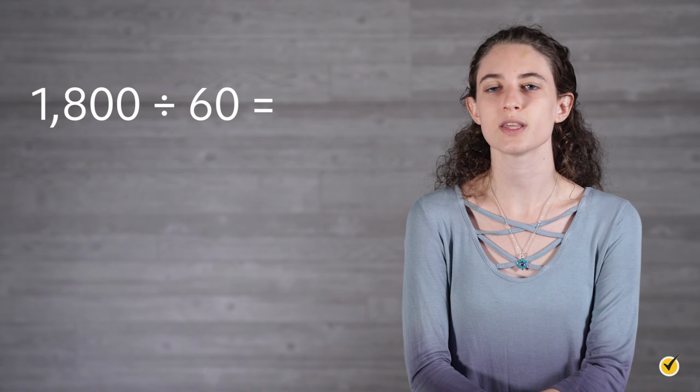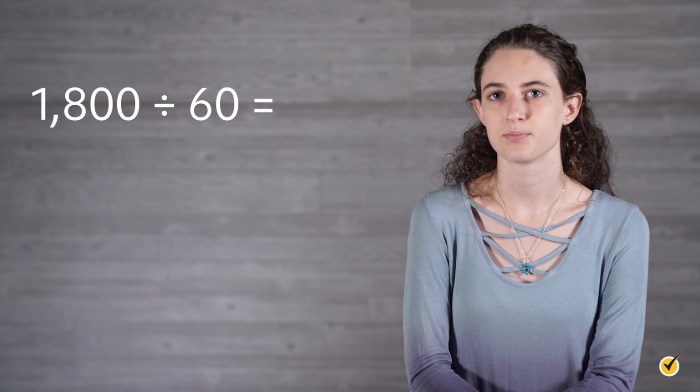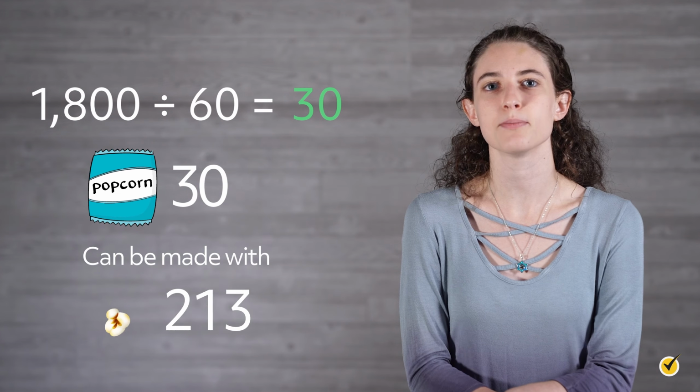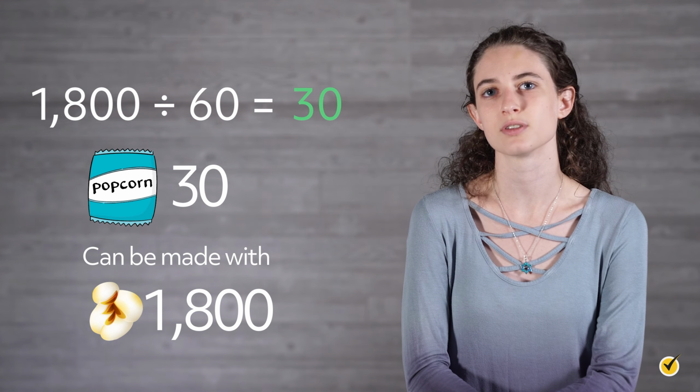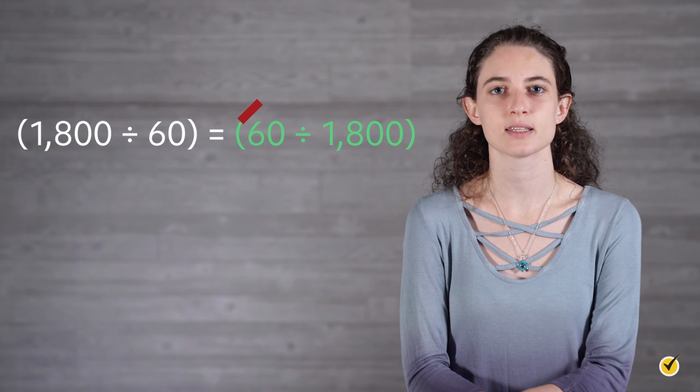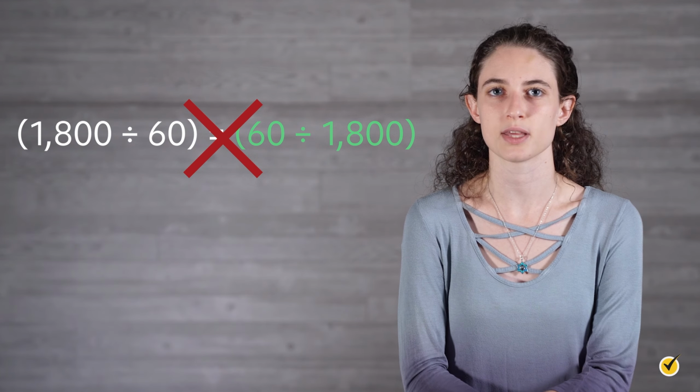1,800 divided into groups of 60 is represented as 1,800 divided by 60. In this case, the answer is 30, so 30 bags of popcorn can be made with our 1,800 kernels. As you can see, division is not commutative because the order of the values plays a crucial role in determining the answer. 1,800 divided by 60 is not the same thing as 60 divided by 1,800.